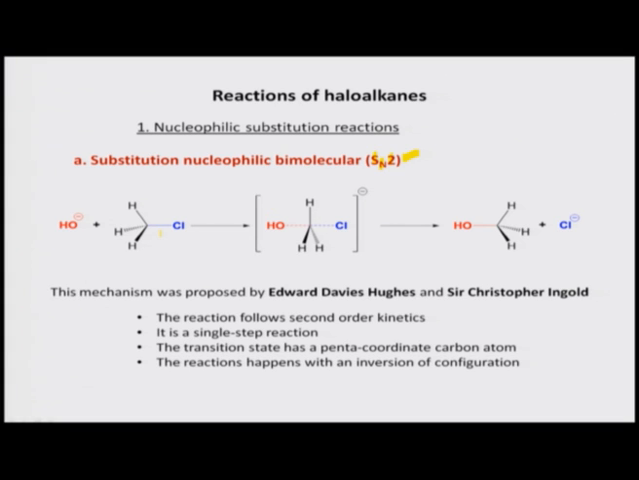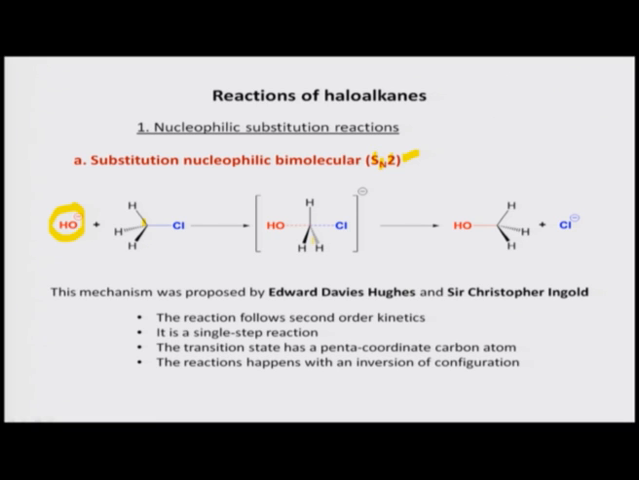In the example that I have chosen, I have taken a hydroxide anion, which is the nucleophile, reacting with chloromethane. It is the carbon atom that is attached to 3 hydrogen atoms and a chlorine atom, and now the reaction proceeds in such a way that the hydroxide anion reacts with the carbon, forming a transition state that is not an intermediate, it is in one step.